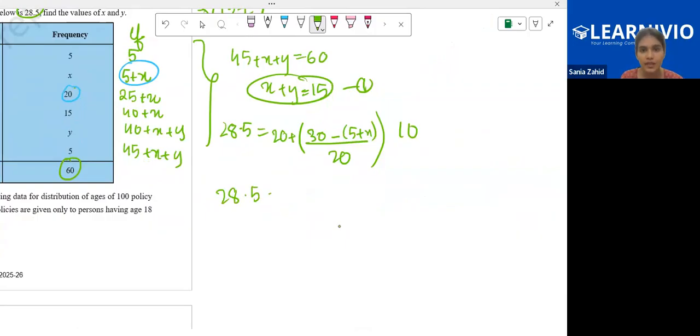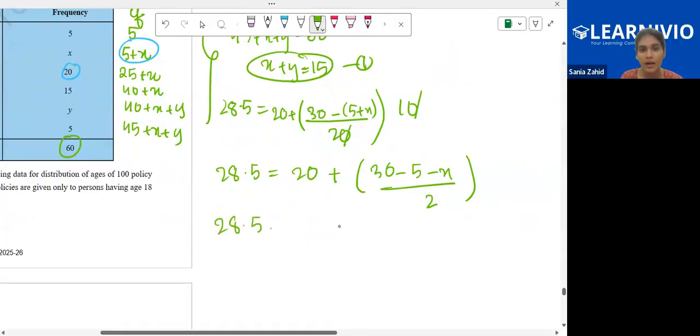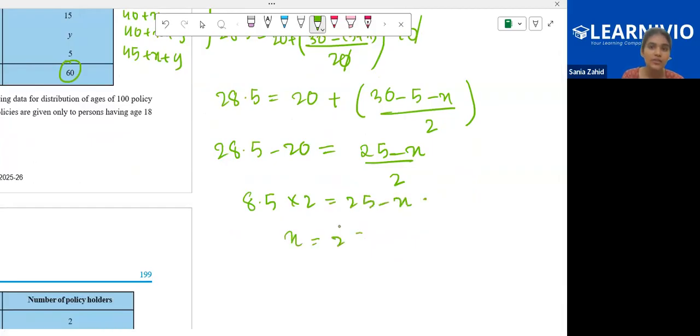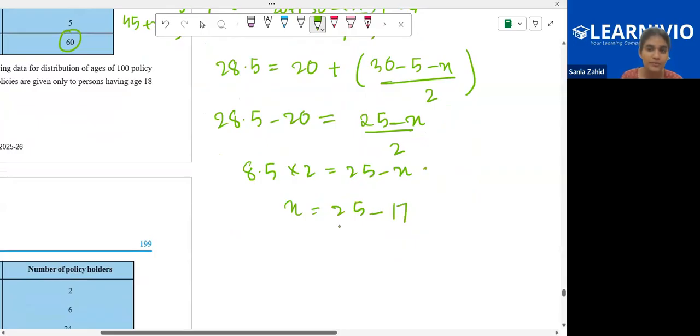So 28.5 is equal to 20. You cancel this. Plus 30 minus 5 minus x. Don't forget to change the signs of x also. Sometimes students make the silly mistake. They do not change the sign of x. So you get 28.5 minus 20 gives you 25 minus x by 2. So 8.5 into 2 gives you 25 minus x. So x is equal to 25 minus 17. 8, right? Yes.